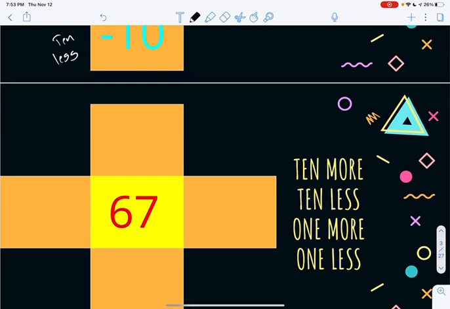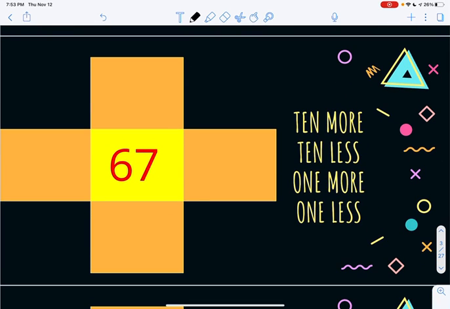So the top one was 10 more. So what is 10 more than 67? Well, if we look at this, what we can do is actually just add 1 more to the tens place. So what is 1 more than 6? 7. So 10 more is 77.